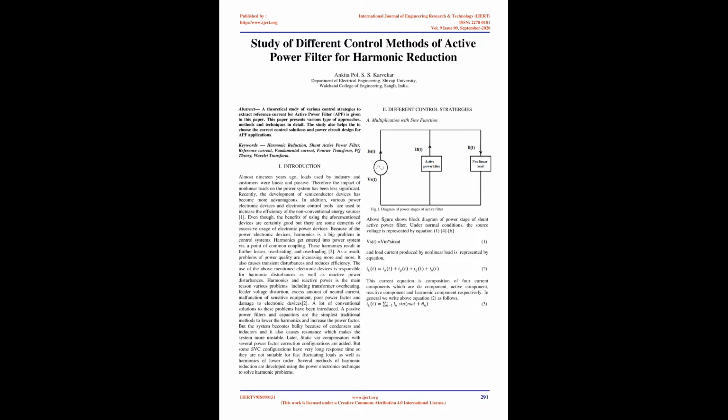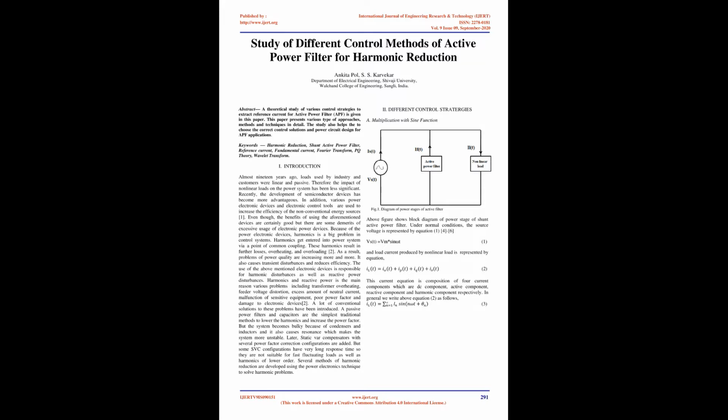Abstract: a theoretical study of various control strategies to extract reference current for active power filter, APF, is given in this paper. This paper presents various types of approaches, methods, and techniques in detail. The study also helps to choose the correct control solutions in power circuit design for APF applications. Keywords: harmonic reduction, shunt active power filter, reference current, fundamental current, Fourier transform, PQ theory, wavelet transform.